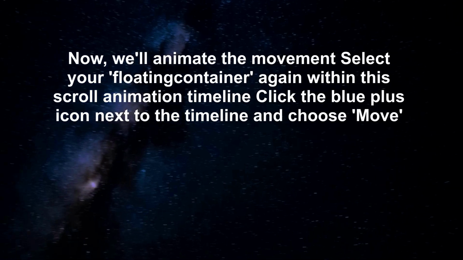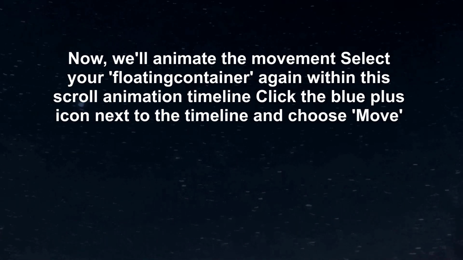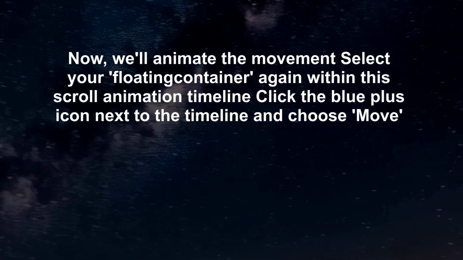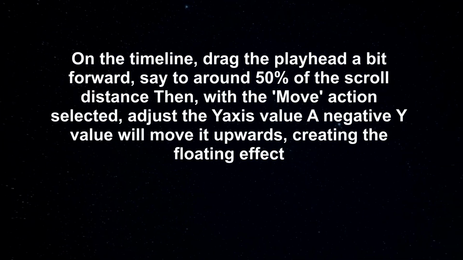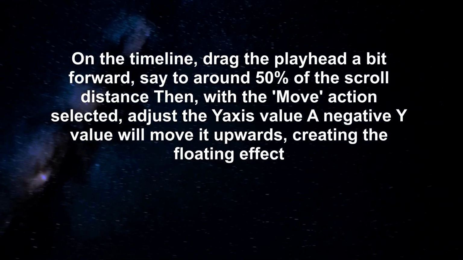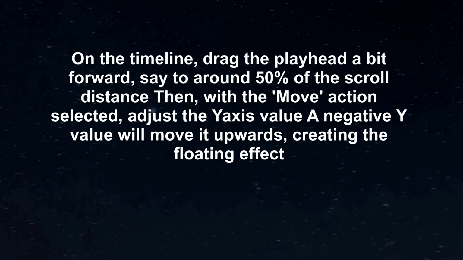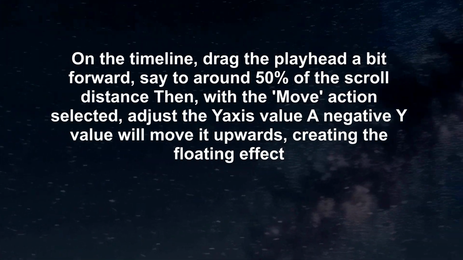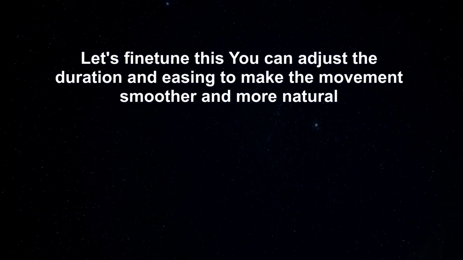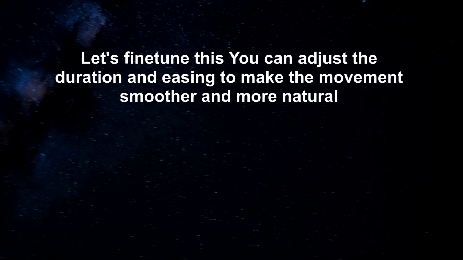Now, we'll animate the movement. Select your floating container. Again, within this scroll animation timeline, click the blue plus icon next to the timeline and choose Move. On the timeline, drag the playhead a bit forward, say to around 50% of the scroll distance. Then, with the Move action selected, adjust the axis value. A negative Y value will move it upwards, creating the floating effect. Let's fine-tune this. You can adjust the duration and easing to make the movement smoother and more natural.